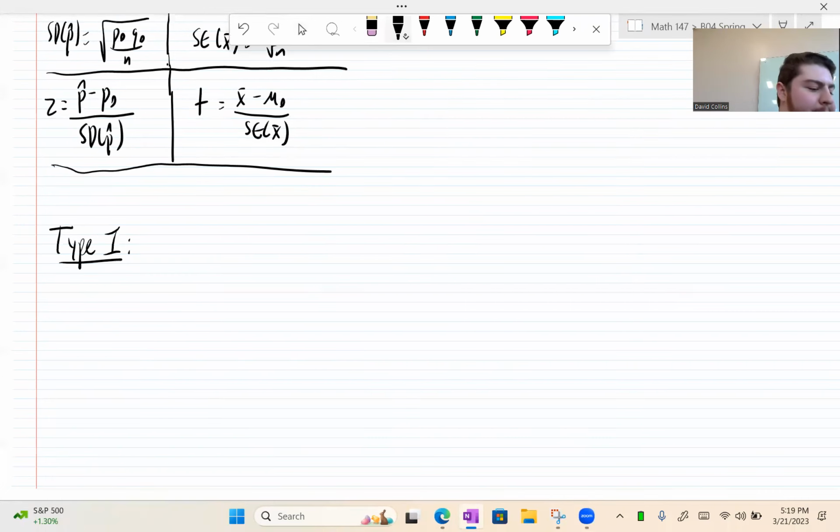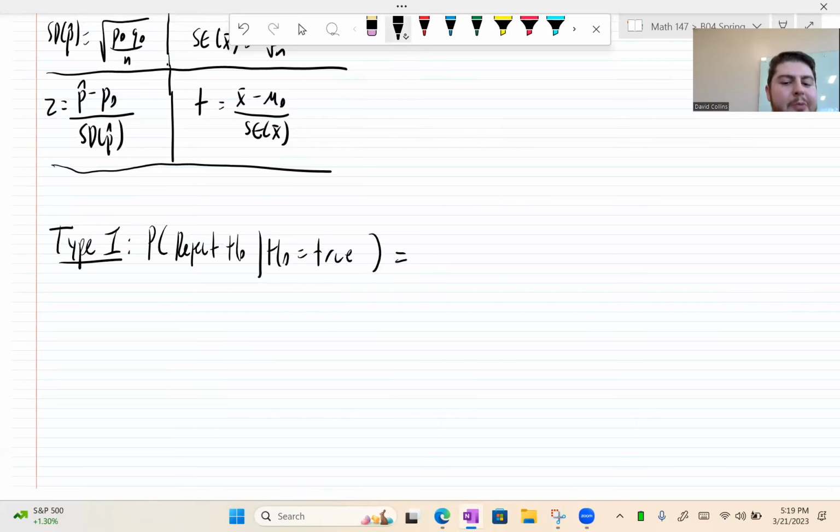A type 1 error is the probability of rejecting given H naught is true. This probability is alpha. It is our significance level. And it's a false positive.